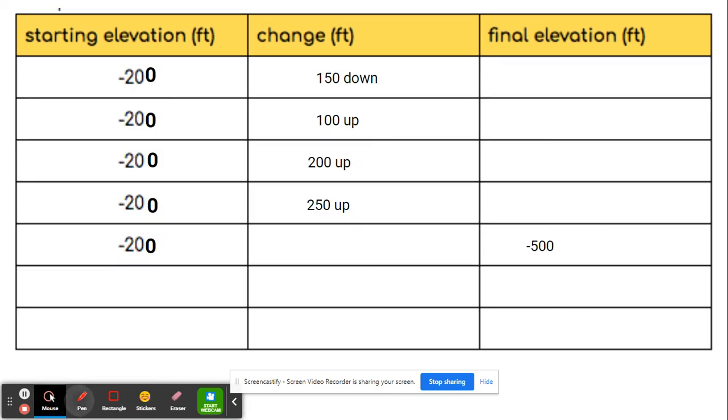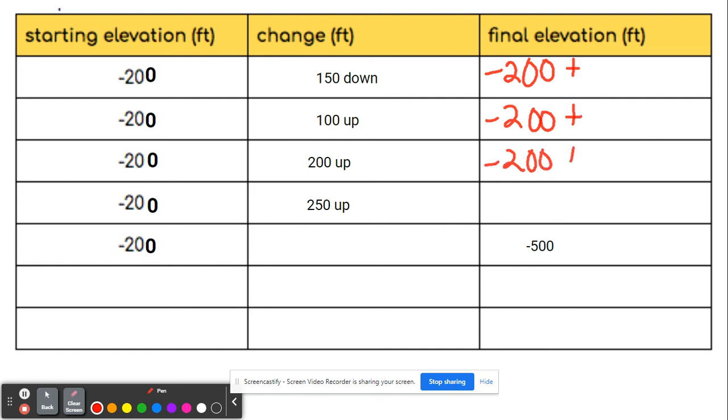All right, once again, pause the video. Go ahead, write down this table in your notes. Okay, this table's really no different. We're just using new numbers. So it says over here, my starting elevation is negative 200 every time. So for my equations, I'm going to start with negative 200 plus, just so I don't get work and confuse myself. I know I'm always starting the same.